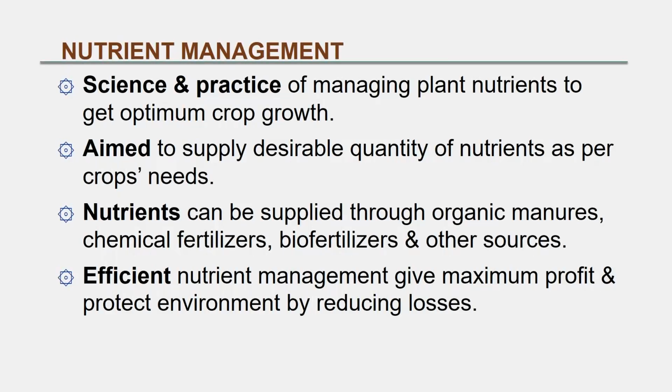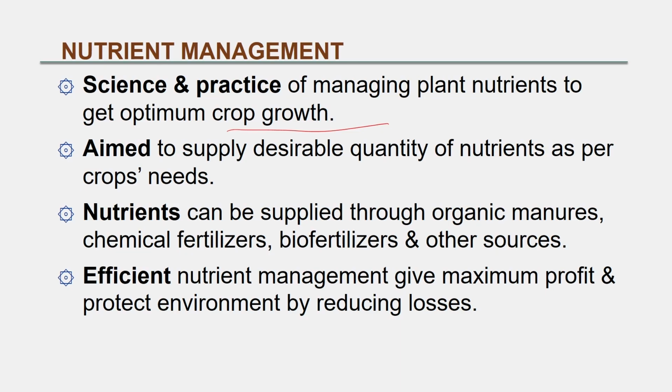Now nutrient management. Let us understand what do we mean by nutrient management. So it is science and practice of managing plant nutrients for the optimum growth of plants or optimum growth of crop. So it basically aims to supply desirable quantity of nutrient as per crop's needs. So we try here to match the supply of the nutrient to the demand of the nutrient by the crop. That is called as optimal supply or optimal nutrient management.